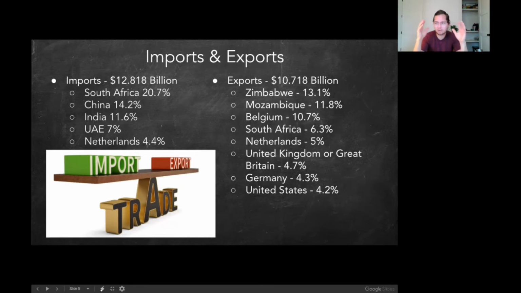That gets my mind going. Like, what are they bringing in from the United Arab Emirates? What are they bringing in from the Netherlands? But nonetheless, those are the percentages. And there are obviously more, because that doesn't add up to 100, but that's just an idea.